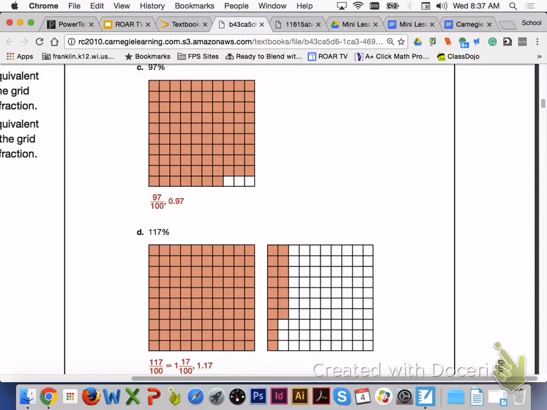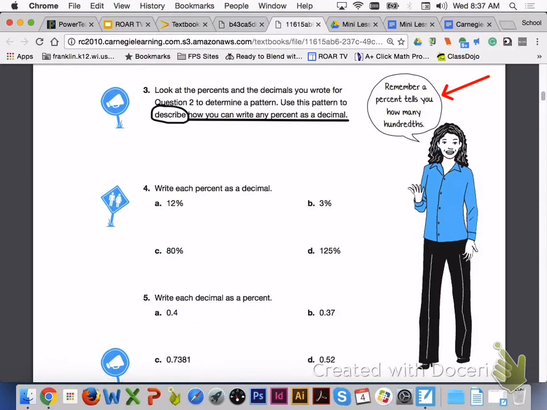And finally, for letter D, I have 117 squares shaded in. My equivalent fraction is 117 over 100, which is also equal to 1 and 17 hundredths as a mixed number. And my decimal is 1 and 17 hundredths. Turn to page 393 and answer number 3 with your group members, and remember that a percent is going to tell you how many hundredths.